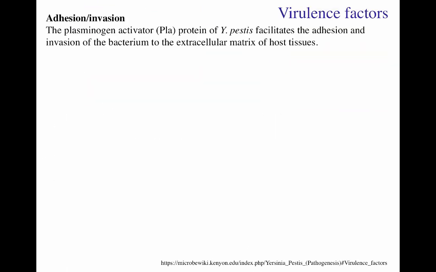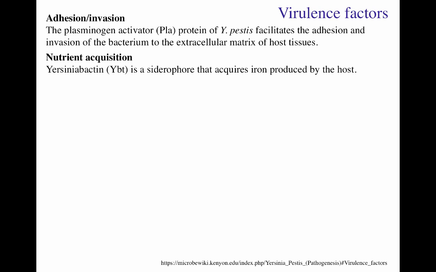So when we think about this particular bacteria, it has many tricks under its proverbial sleeve to avoid the immune system and induce infection. So one of them is the capacity for adhesion and invasion, and it contains plasminogen activator protein that is going to facilitate the invasion of the bacterium with the extracellular matrix of the host tissue.